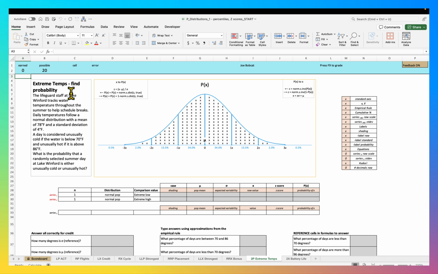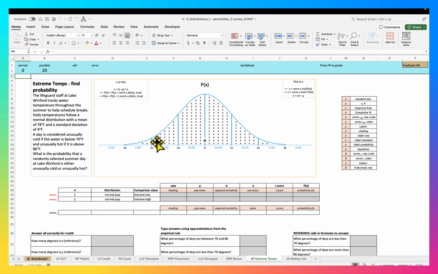Find the probability. The lifeguard staff at Lake Winford tracks water temperature throughout the summer to help schedule breaks. Daily temperatures follow a normal distribution with a mean of 78 and a standard deviation of 4. A day is considered unusually cold if the water is below 70 and unusually hot if it's above 86. What's the probability that a randomly selected summer day at Lake Winford is either unusually cold or unusually hot?